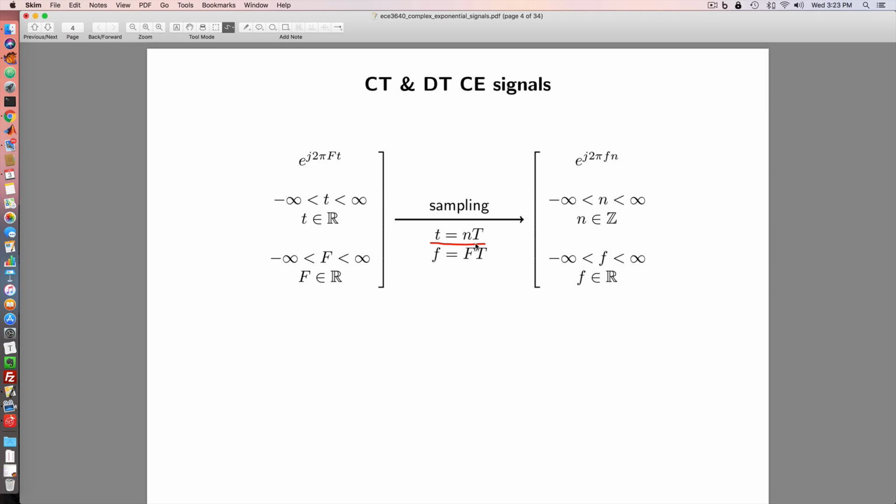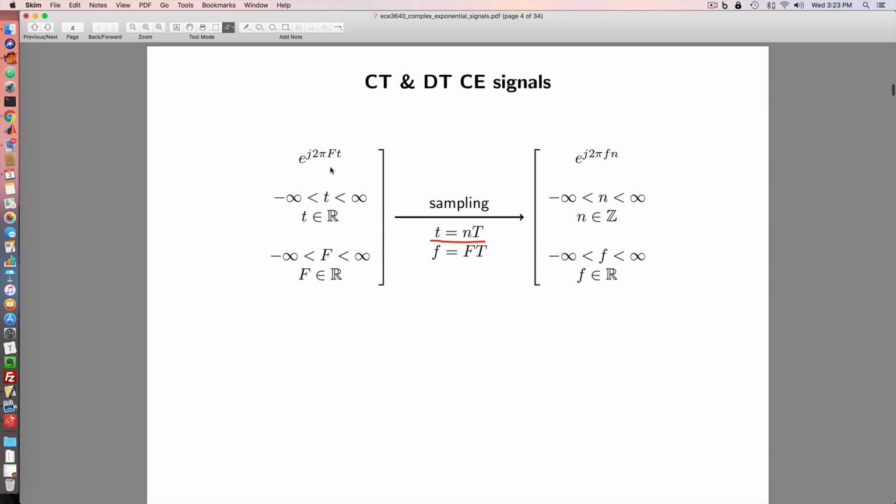We'll talk about units in just a minute. But if I evaluate this complex exponential function, the continuous time one, at these sampling times, nT, if you substitute that in, we would have 2 pi capital F times capital T times n. And so the discrete time frequency, little f, is actually equal to capital F times T.